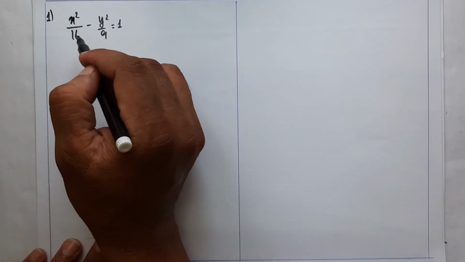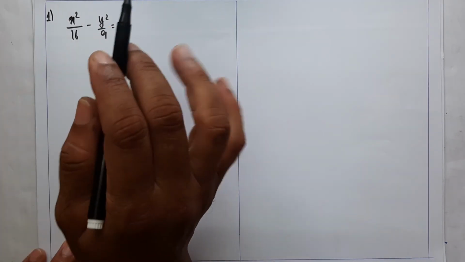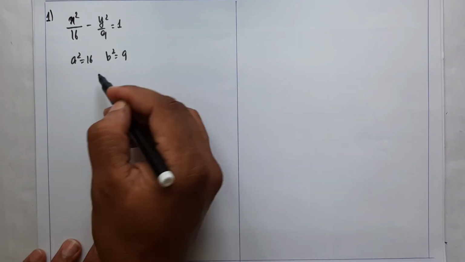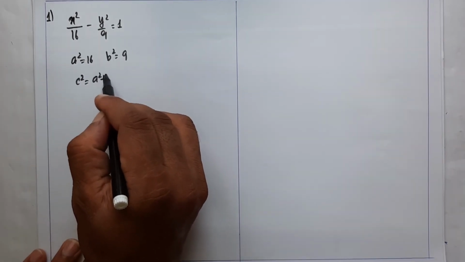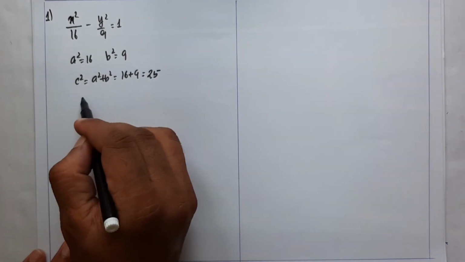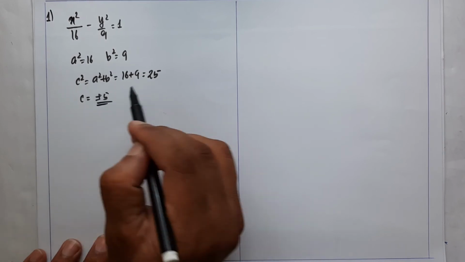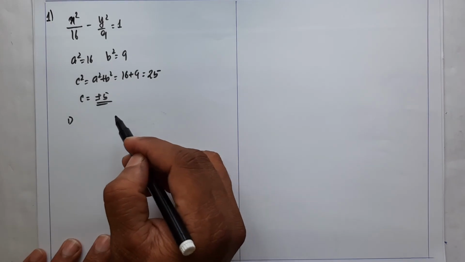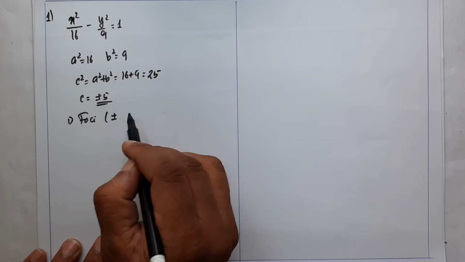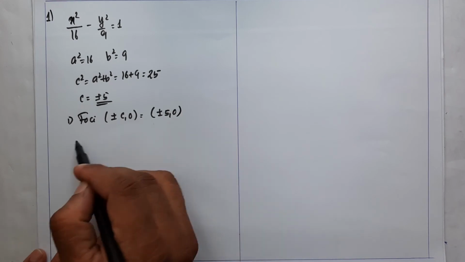a comes under x, because the first term is the x square term. So here a is always under the first term. Here a square is equal to 16 and b square is equal to 9. You know the relation c square equals a square plus b square, that is 16 plus 9, which is 25, and therefore c equals root of 25, that is plus or minus 5. Now our first question is foci. You know the formula plus or minus c, 0, that is plus or minus 5, 0.